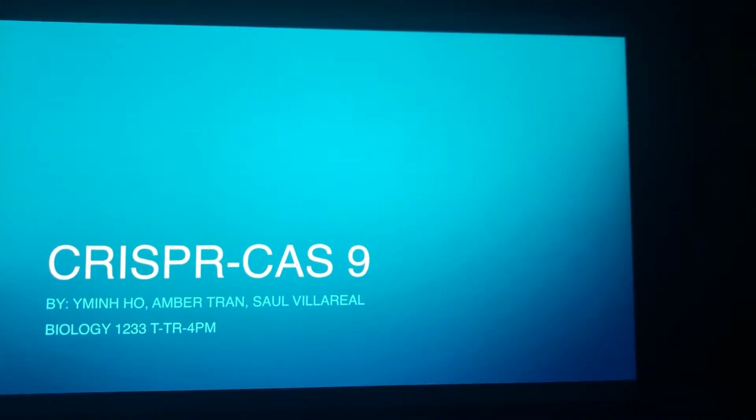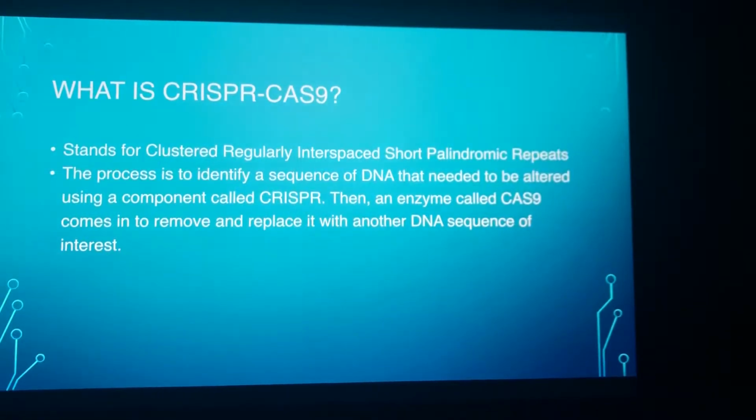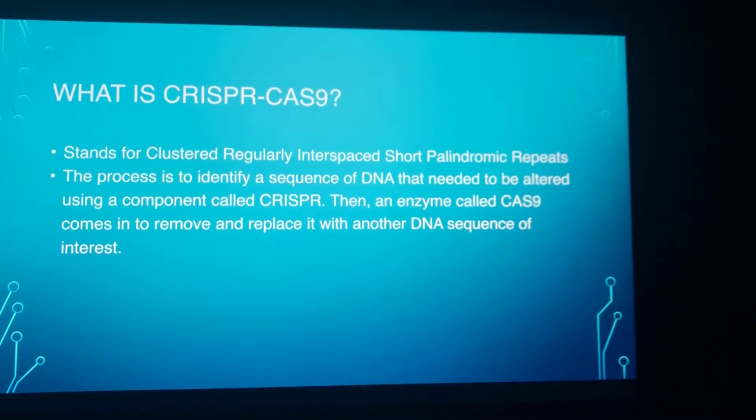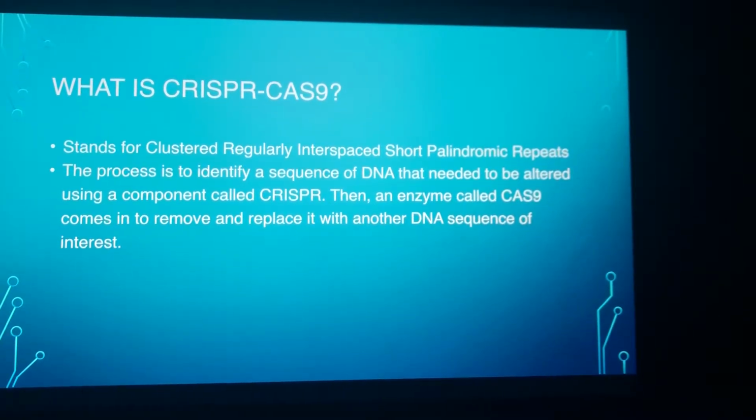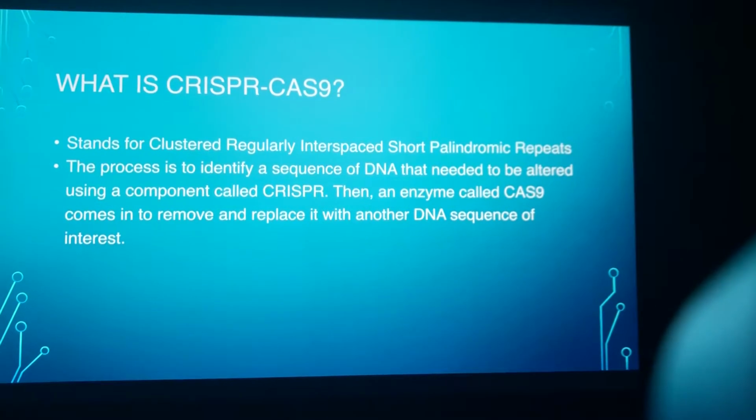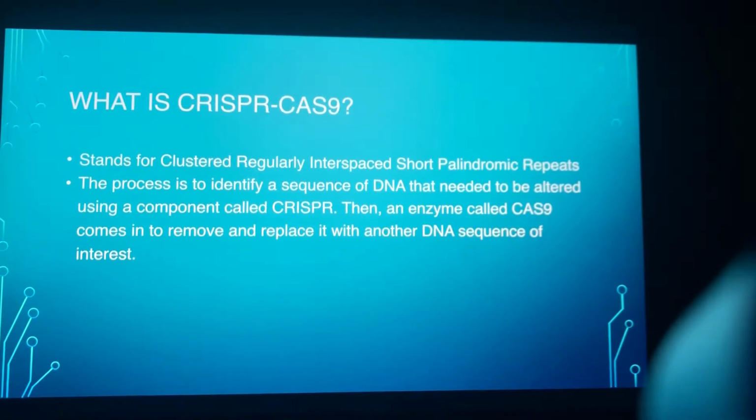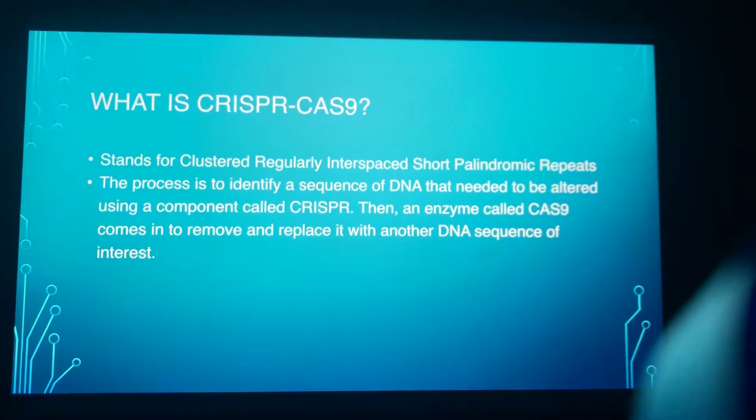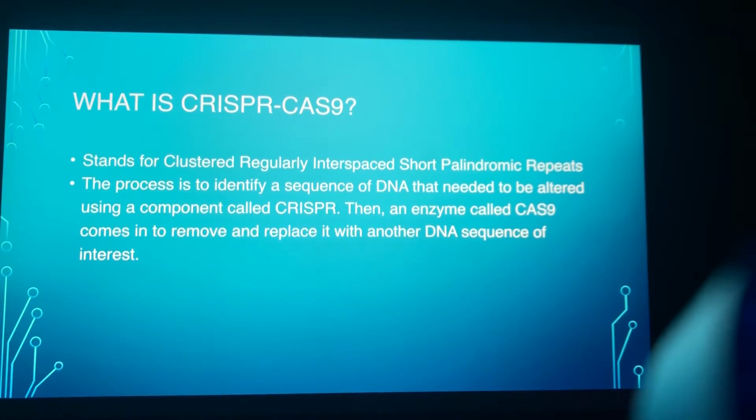Today we'll be talking about CRISPR-Cas9. What is CRISPR-Cas9? It stands for Clustered Regularly Interspaced Short Palindromic Repeats. The process is to identify a sequence of DNA that needs to be altered using a component called CRISPR. Then an enzyme called Cas9 comes in to remove and replace it with another DNA sequence of interest.